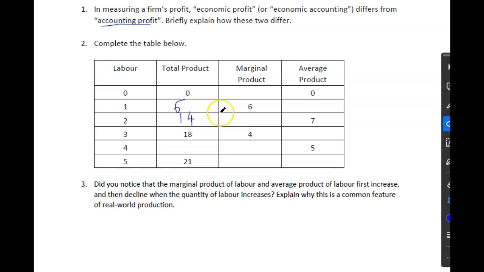And then the marginal product over here, you work out 14 minus 6. That is 8, isn't it? Yes, that is 8. And it makes sense, right? By adding one more labor, you got 8 more products. Because first you had 6 products with 1, now with 2 you had 14. Then 14 plus 4, that's 18, that's perfect.